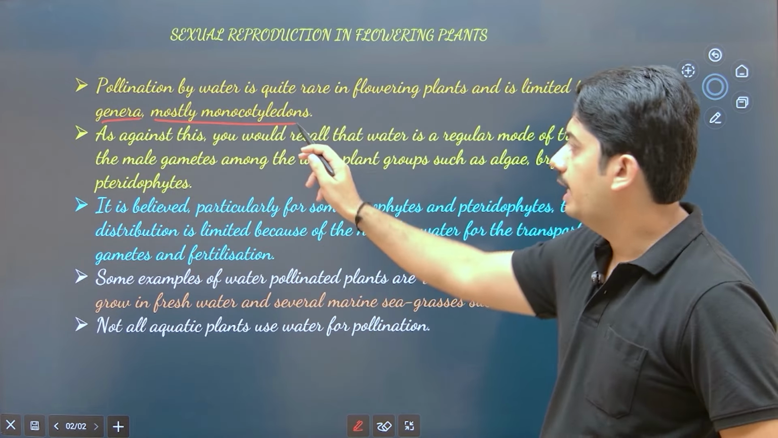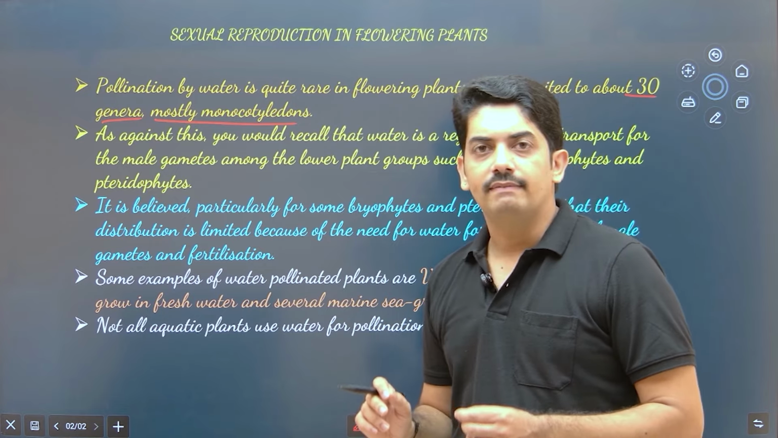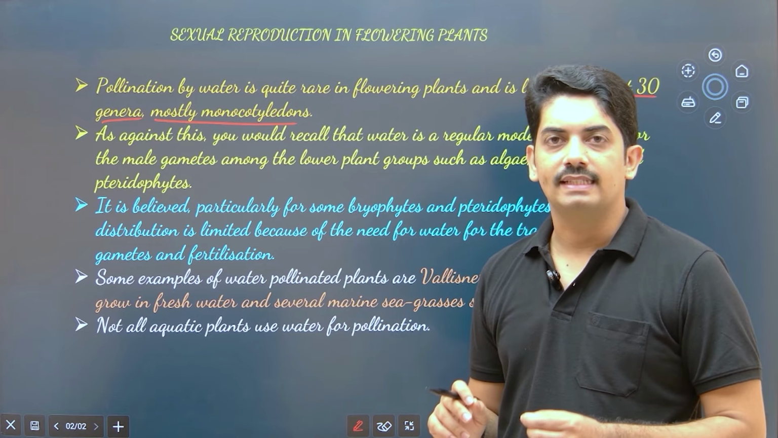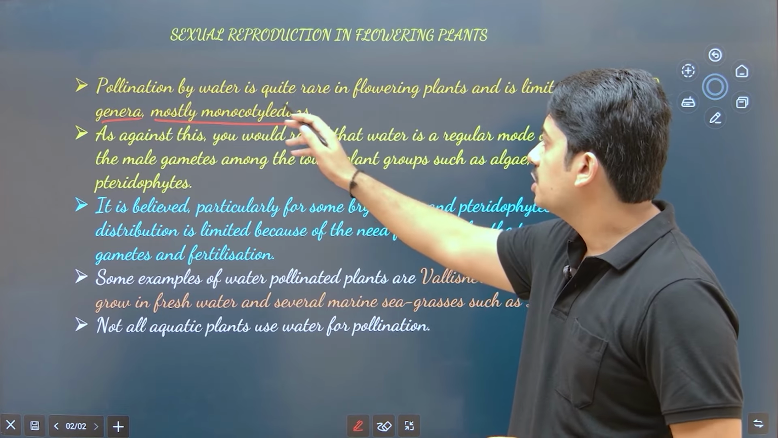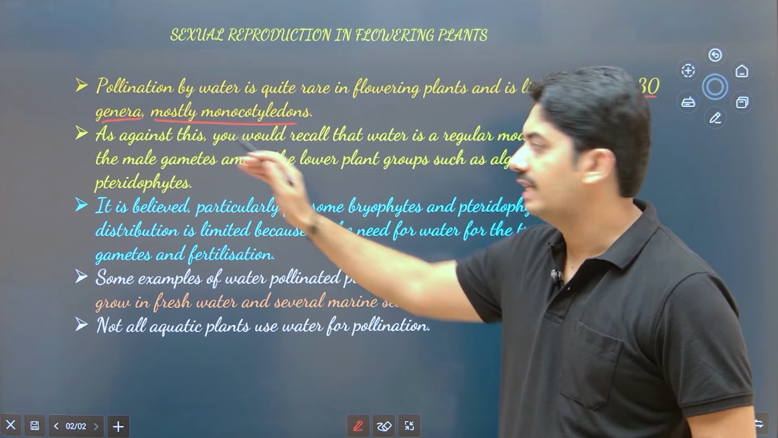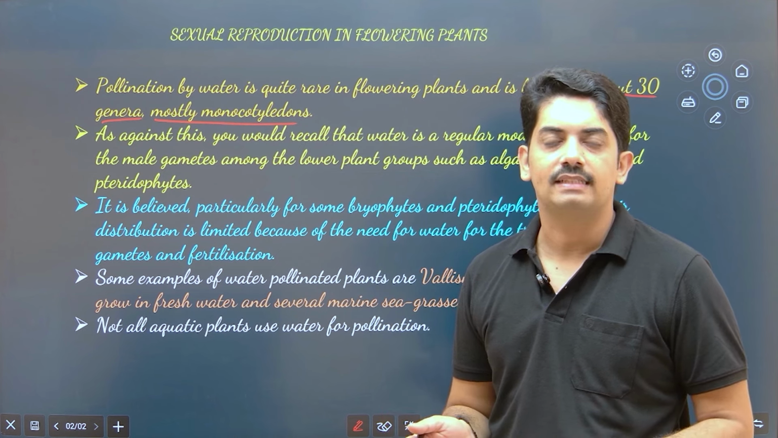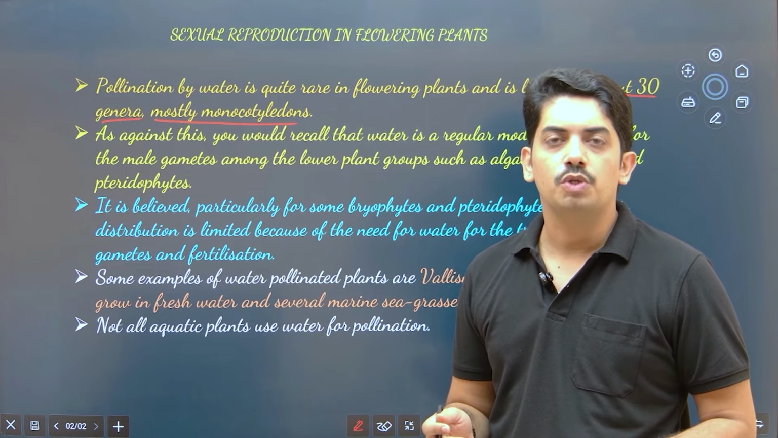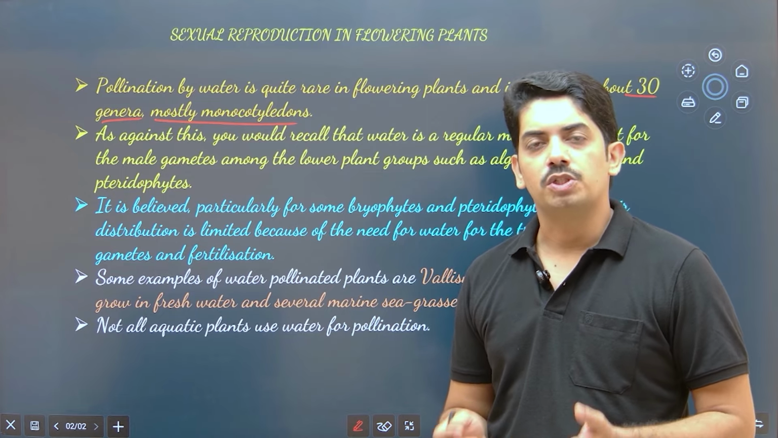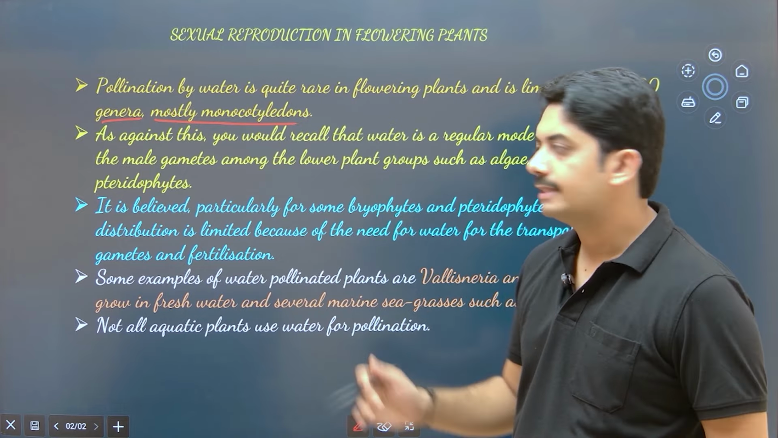30 genera and mostly monocotyledons, because they will just twist the sentence like this: pollination by water is quite rare in flowering plants and it is limited to about 30 genera, mostly dicotyledons. Like this they will change the sentence while framing the question. So you should be very careful that most of the water pollinated plants are monocotyledons.